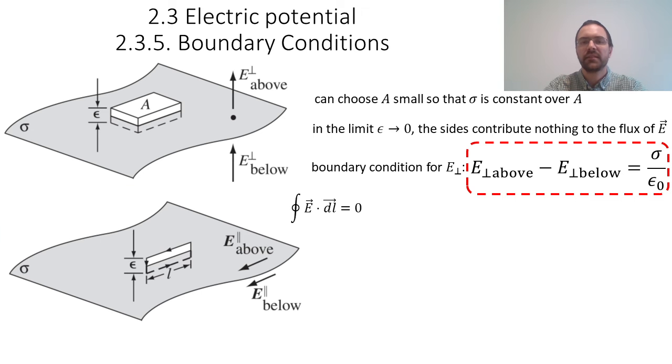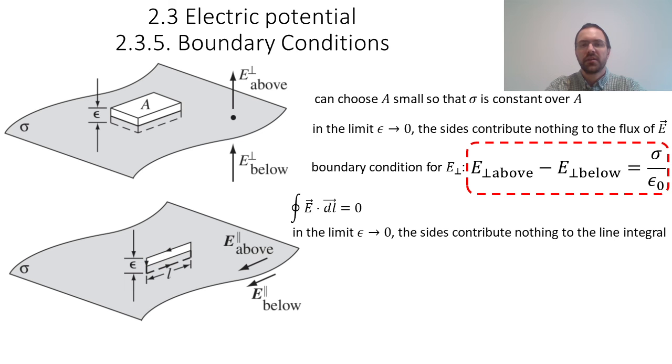Now let's look at the parallel component. For the electric field component that is parallel to the plane, we are going to use another property of an electrostatic field, which is that the integral over a closed loop of E dot dl is equal to 0. So we choose a path that has a length L parallel to the plane above the plane, then returns below the plane, same length L, and closes the loop. We also choose an orientation for the integral along the loop.